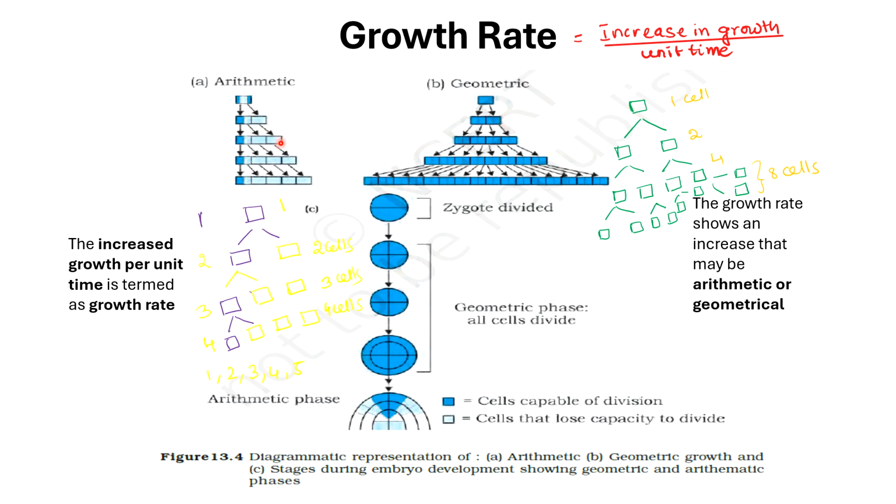Okay, in this figure also, this deep blue represents the cells capable of division, and cells that lose the capacity to divide. See, only one cell is retaining the capacity to divide and form new cells, others are just remaining intact, right? Whereas in geometric, all the cells take part in division. So when a zygote divides, the division takes place in the geometric phase, because all the cells take part in the cell division process, right?